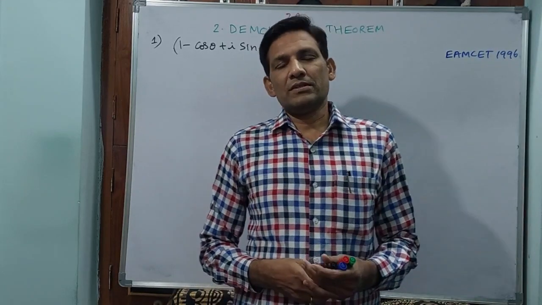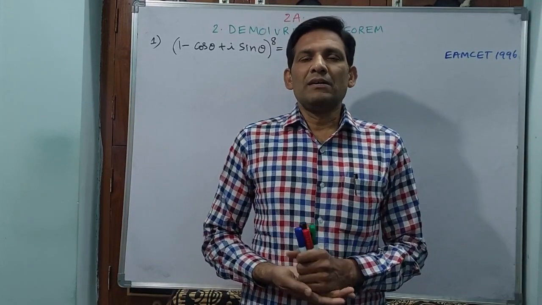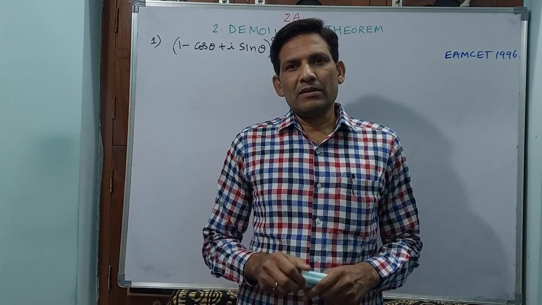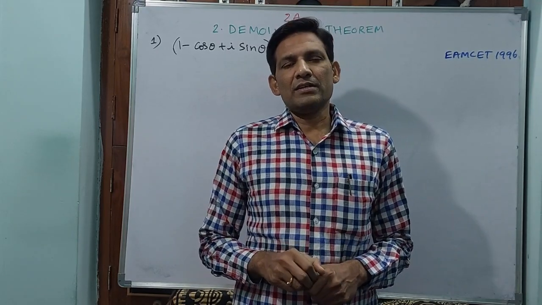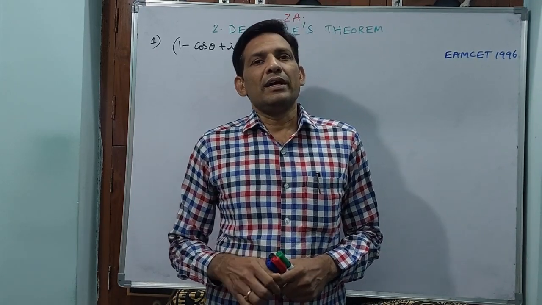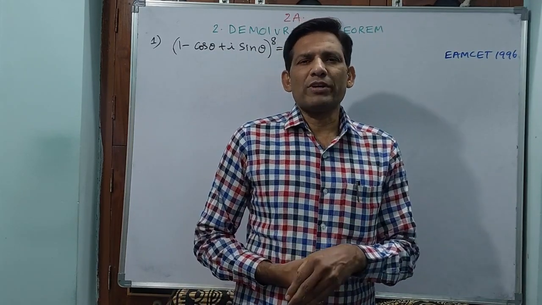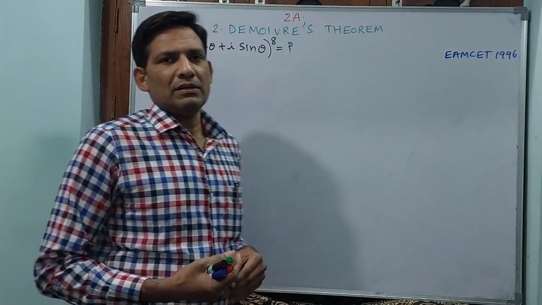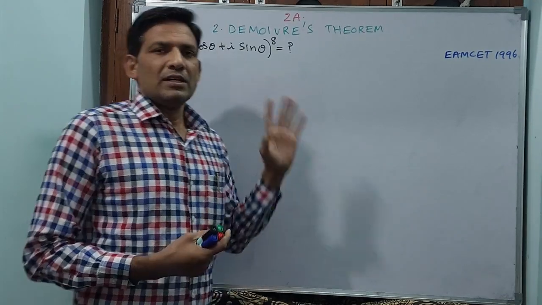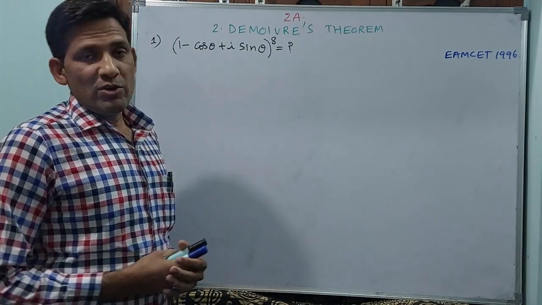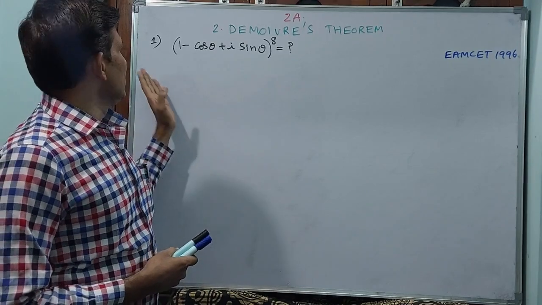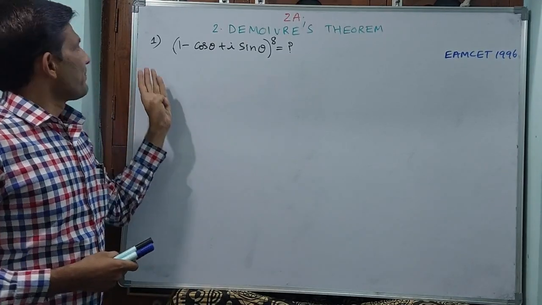Okay, dear students, we are in Eamcet mathematics. We will start today a new chapter belonging to 2A, second year mathematics: De Moivre's theorem. This is the second chapter in this class; the first was complex numbers. De Moivre's theorem. Okay, see question number 1.